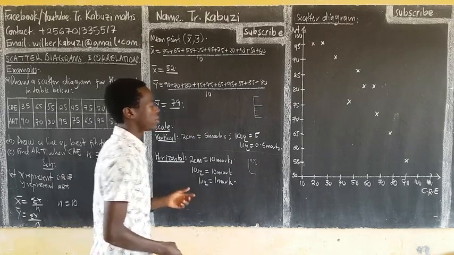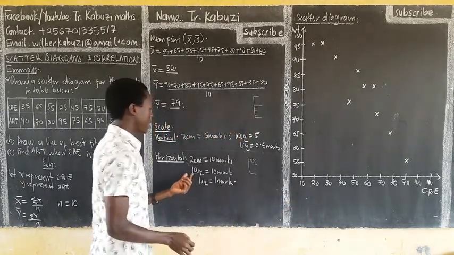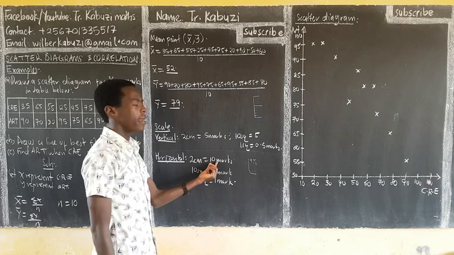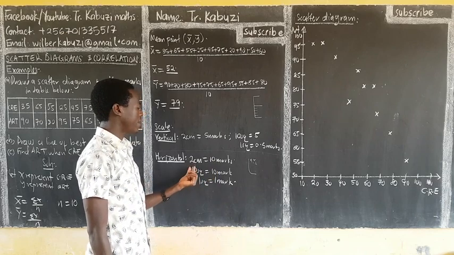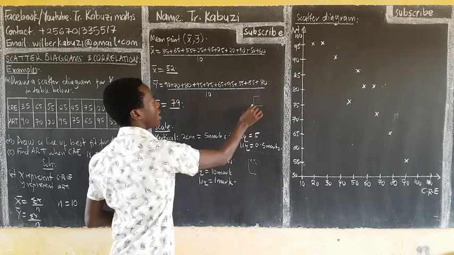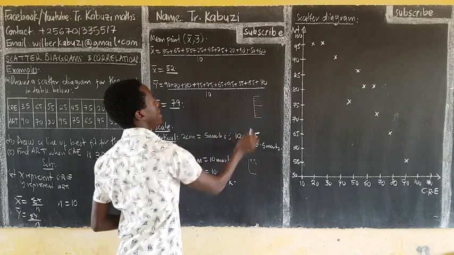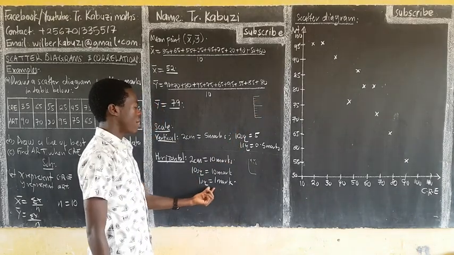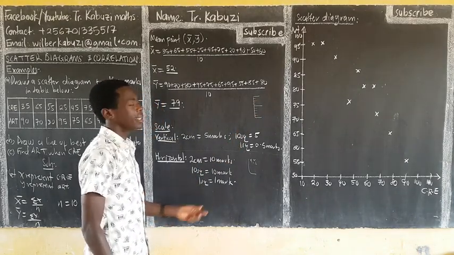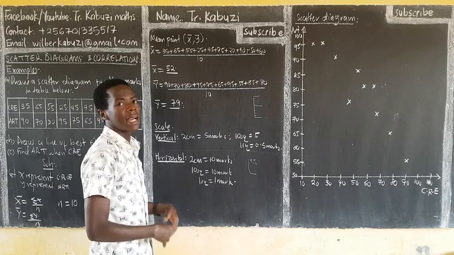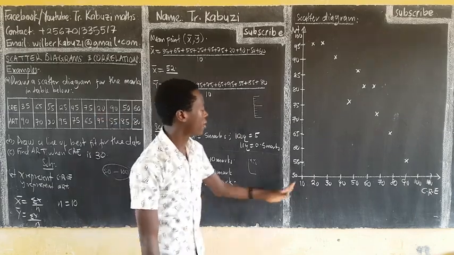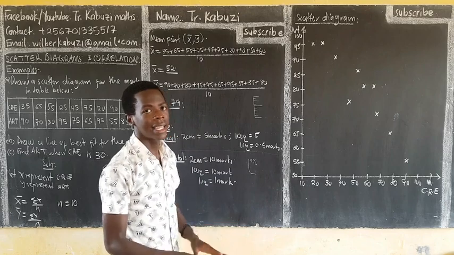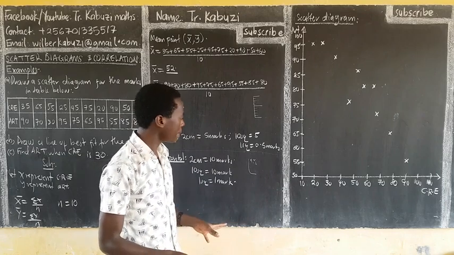When it comes to the horizontal, these are 2 centimeters, and 2 centimeters are equal to 10. Remember, 2 centimeters contain 10 small squares. So what about 1? It means that every small square is worth 1 mark. These help us when we are computing. So that's how we define the scale, as simple as that.